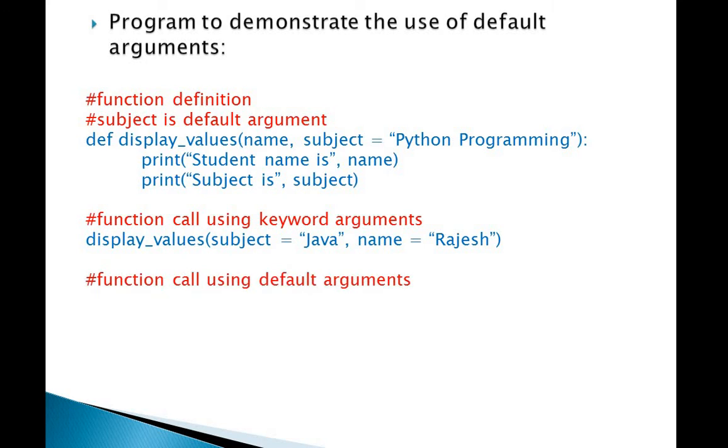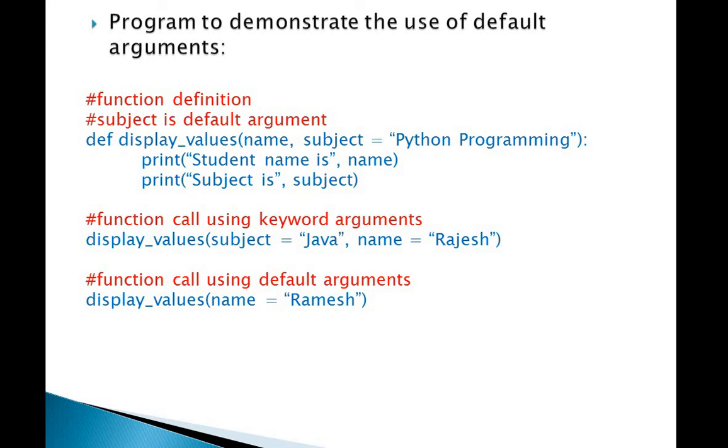Now, how can we make use of a function call using default arguments? The same function will be called using default arguments as follows. Display values. Instead of passing two parameters, we have just passed one parameter, because if we do not pass the second parameter, by default it will be taking the value Python programming for the subject parameter. This is the intention behind default arguments.